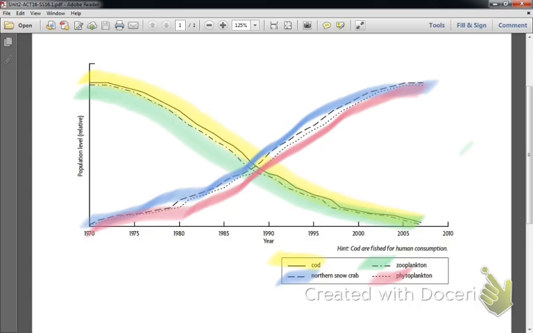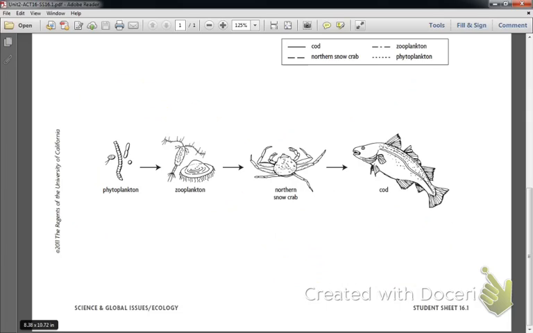I'm going to pull up the food web real quick. So here's the food web. Again, this is on the very bottom of your paper. Notice this is just a very basic food chain.